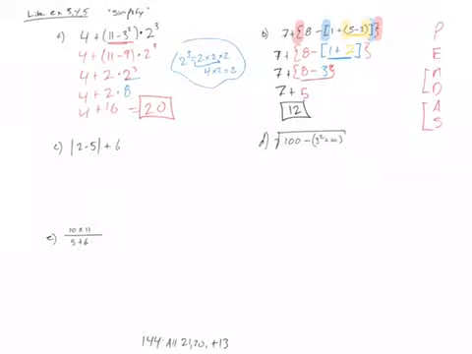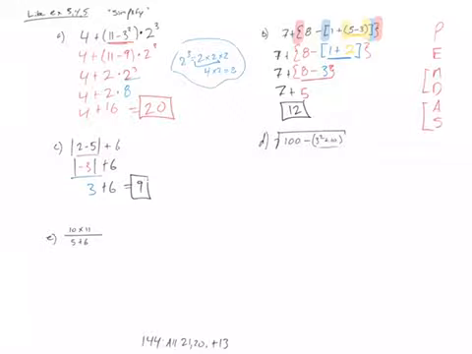So let's just go through that here. So let's look at this part here. 2 minus 5 is going to be negative 3. So the absolute value of negative 3 plus 6. Well, the absolute value of negative 3 is just simply 3 plus 6, which comes out to be 9.